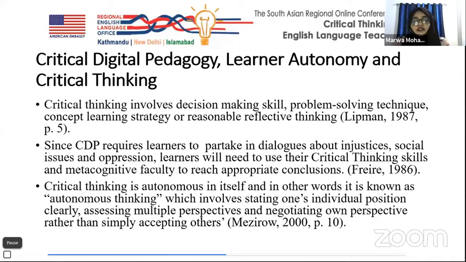Also, critical thinking is an autonomous process, so it is known as autonomous thinking. It involves stating an individual's position, their experiences, and also assessing different perspectives. Critical thinking can't take place if you are not assessing other perspectives. So it is very important in critical digital pedagogy as well that we consider other situations, and then we negotiate our own perspectives by accepting others' perspectives.